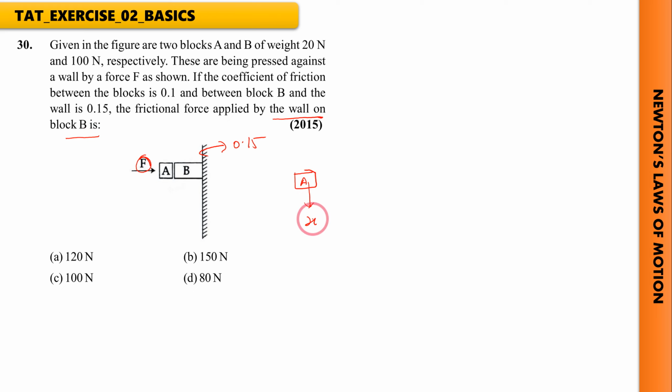What will happen to A? There is a force of 20 Newton downside on A, and because it is not moving, there will be a friction on it by B, right? And how much will it be? It will be 20 Newton.